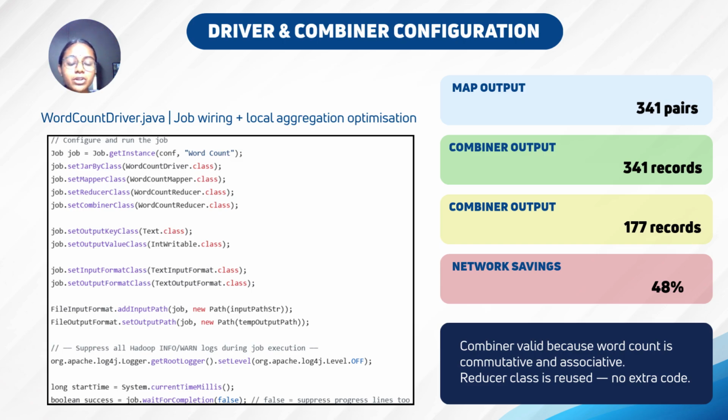The mapper produced 341 pairs, the combiner reduced that to 177 records before they ever hit the network, a 48% saving in data transfer. And since we reuse the reducer as the combiner, there's zero extra code to maintain.